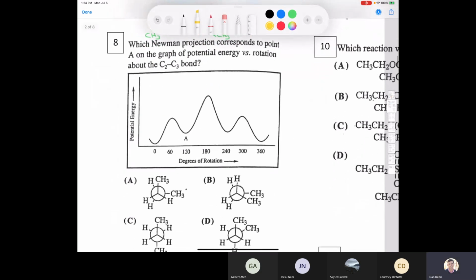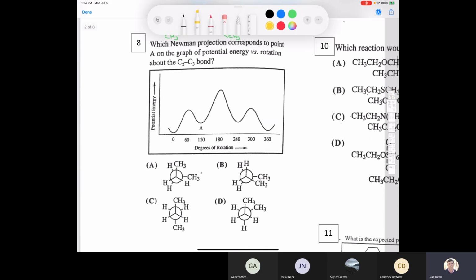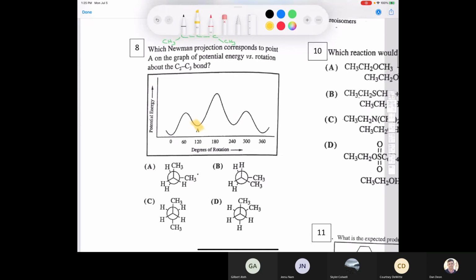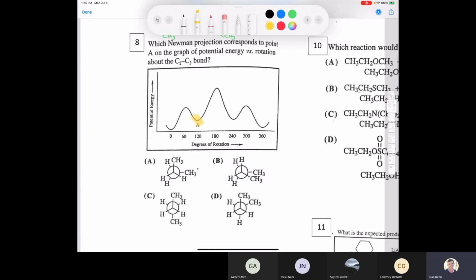Number 8 says, which Newman projection corresponds to point A on the graph of potential energy versus rotation around the carbon-2, carbon-3 bond? Okay, so what's the molecule in question here? So this is butane, isn't it? We've got CH3, CH2, CH2, CH3. So this is butane. So let's write that down here.